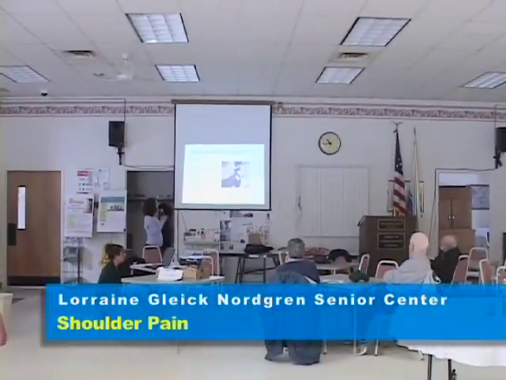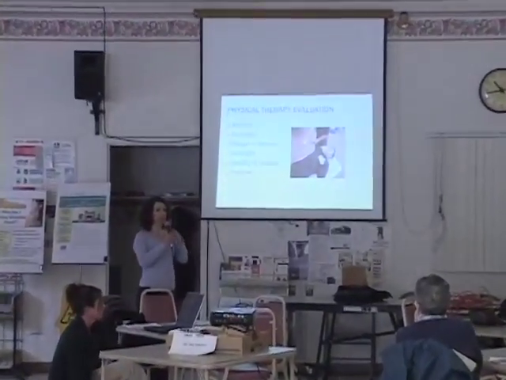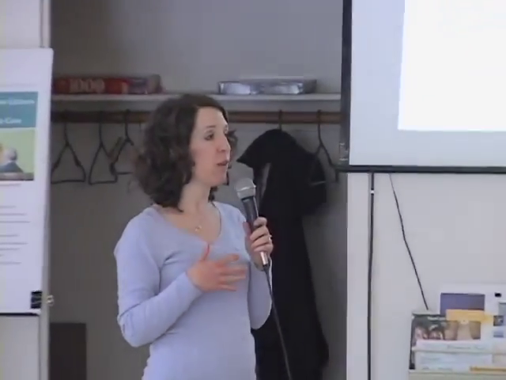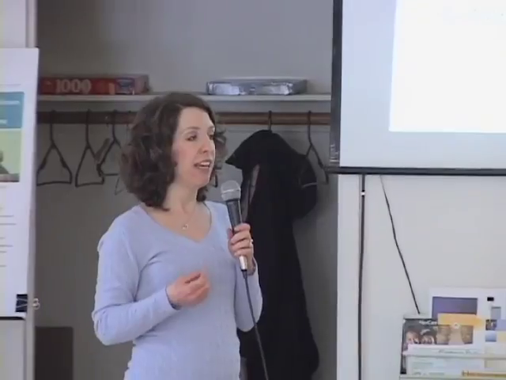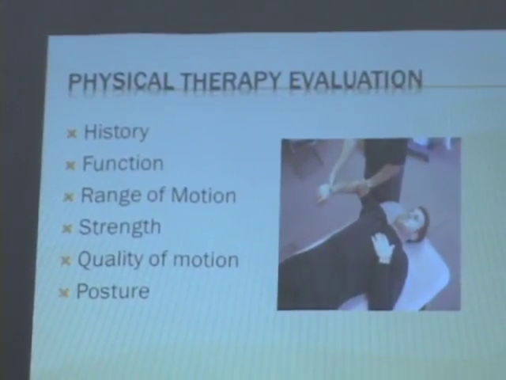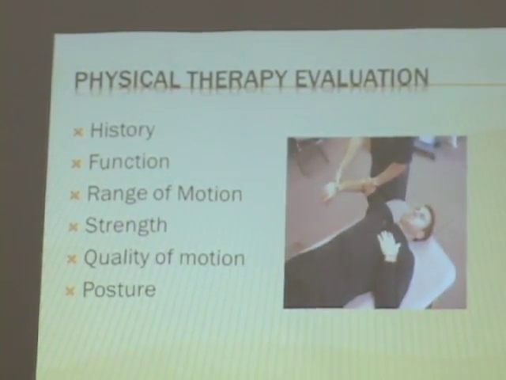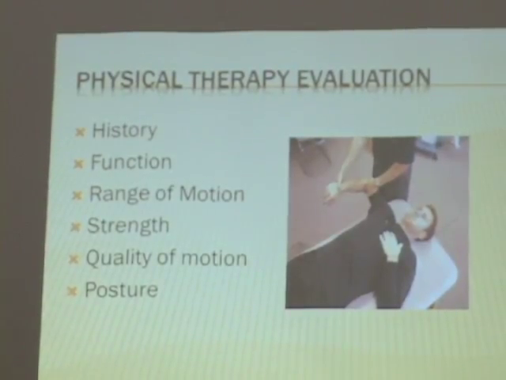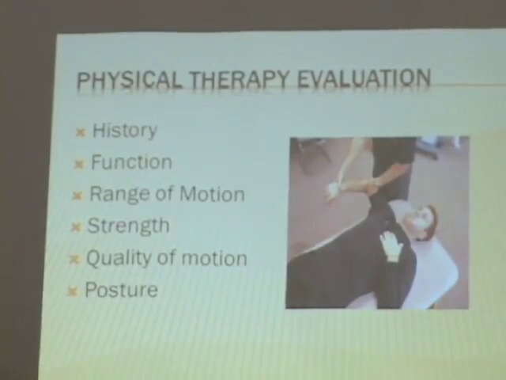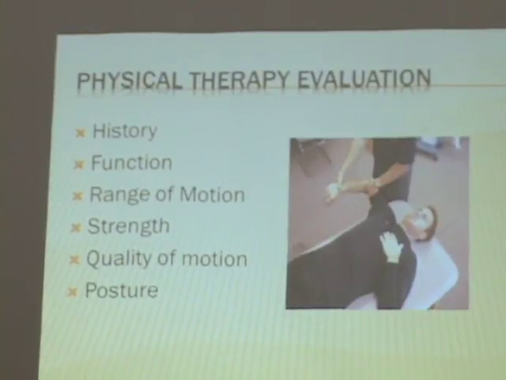So, physical therapy evaluation, what are we looking at? It's really important that we get a good history, because that tells us what could be the cause of your pain. How long has this been going on? Did you have an injury, or did it just happen on its own? Was it insidious? Has it gotten progressively worse? In function, what are you having trouble with? Reaching high, reaching out to the side, reaching behind your back? Are you unable to clasp your bra? That's usually tough to do.